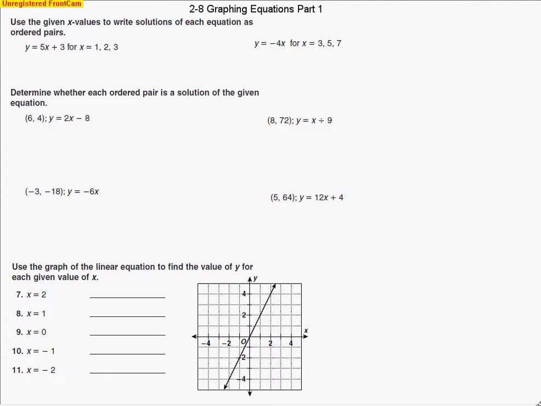Today we will be looking at concepts to graph equations. So this is Chapter 2, Section 8, Part 1. Tomorrow in Part 2 we will actually be graphing the equations. So let's take a look at the first set of directions.